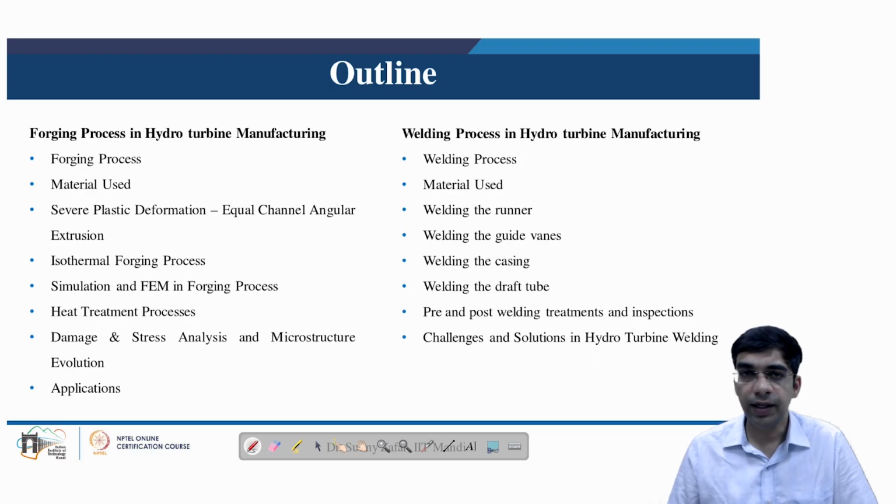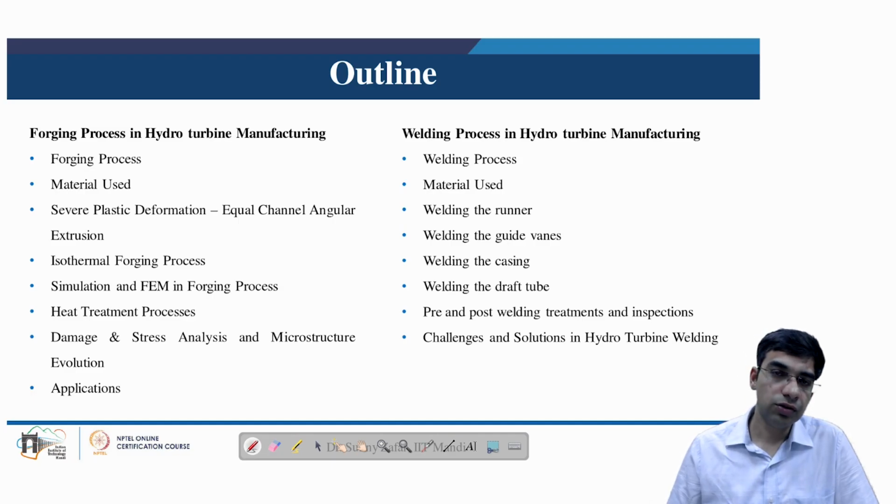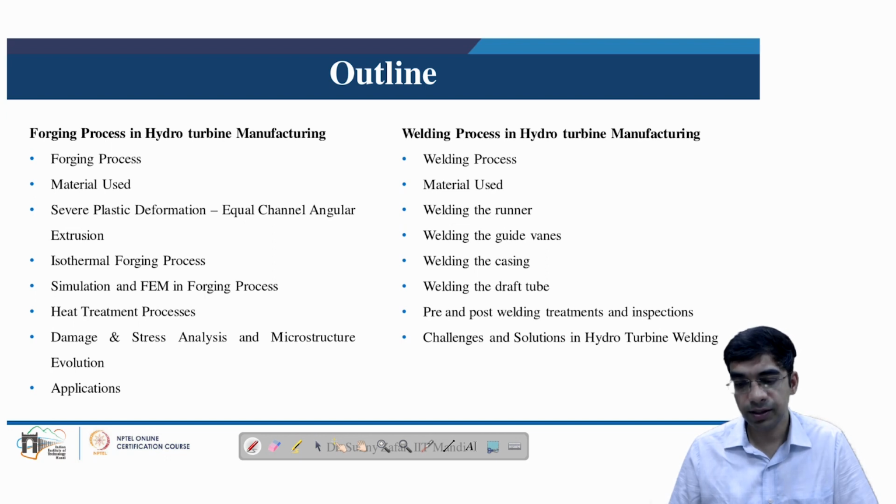In case of welding processes for hydro turbine, we will see the various welding processes and the materials used. We will look at how the welding process is used to weld the runner, guide vanes, casing, draft tube, pre and post welding treatment and inspection, and challenges and solutions in hydro turbine welding.